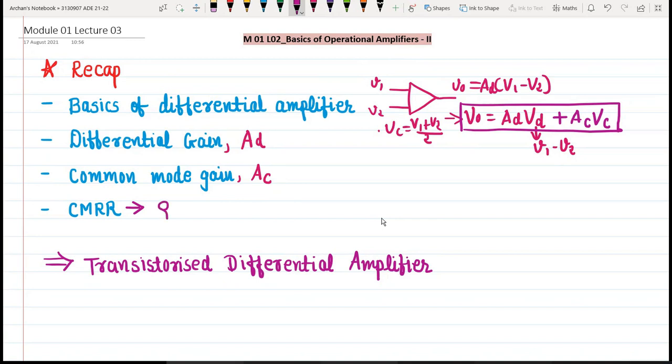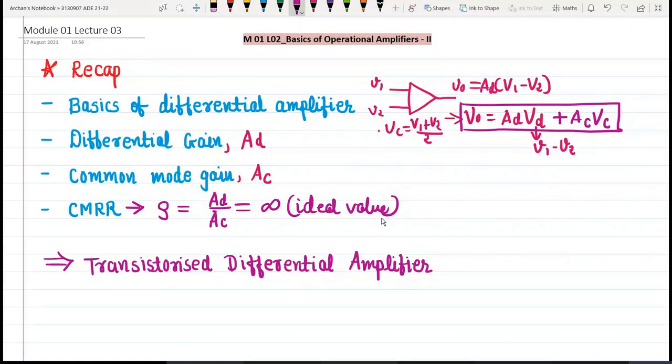It is symbolically represented by rho, and it is the ratio of the differential gain to the common mode gain. Ideally, the common mode voltage gain is equal to 0, so the ideal value of CMRR is infinite. We know very well that the larger the CMRR, the better the operation of the differential amplifier.